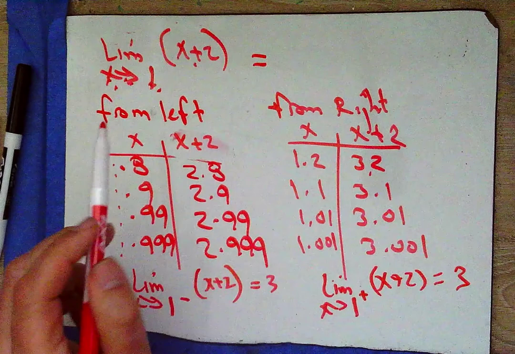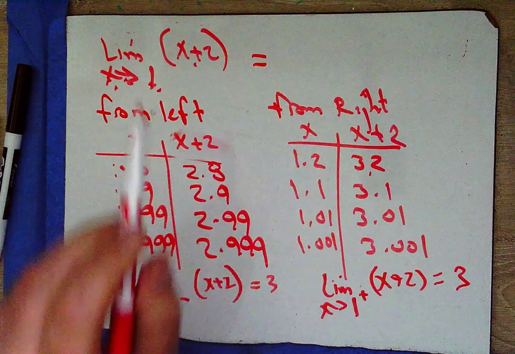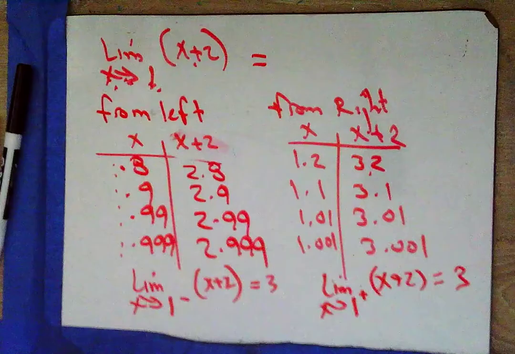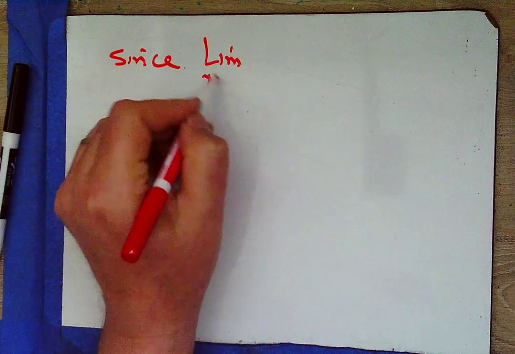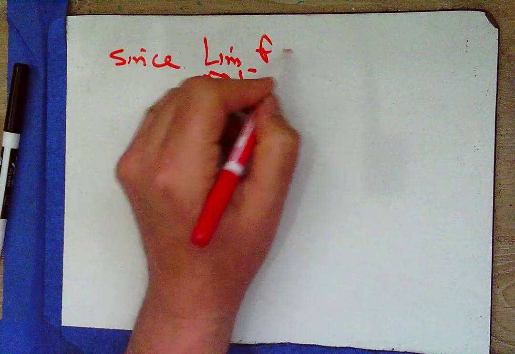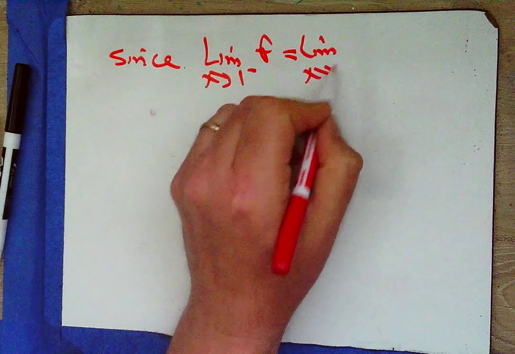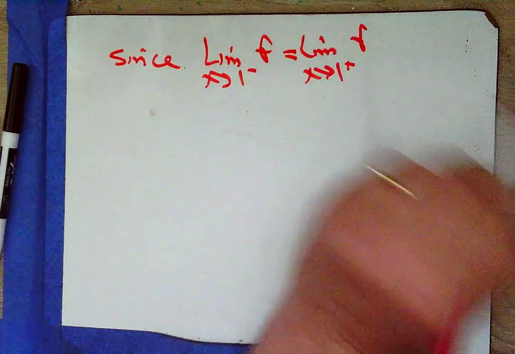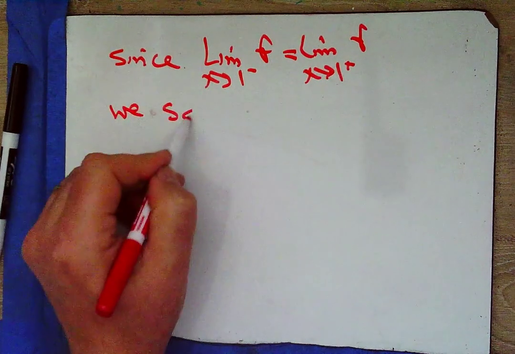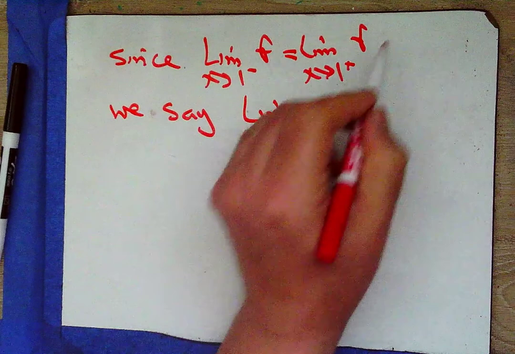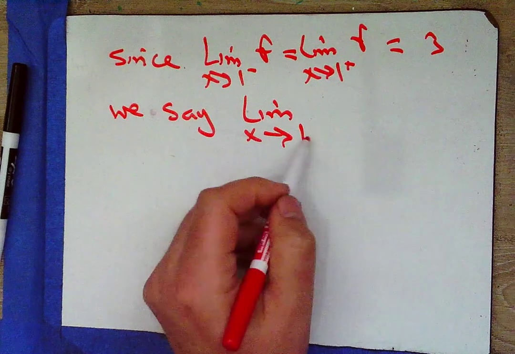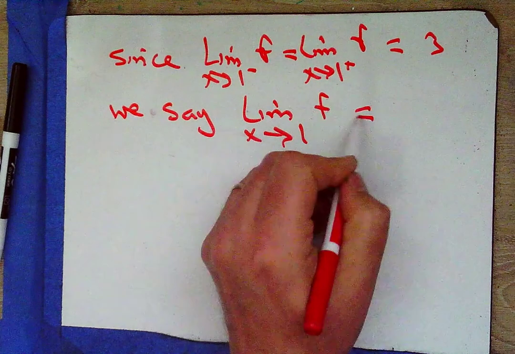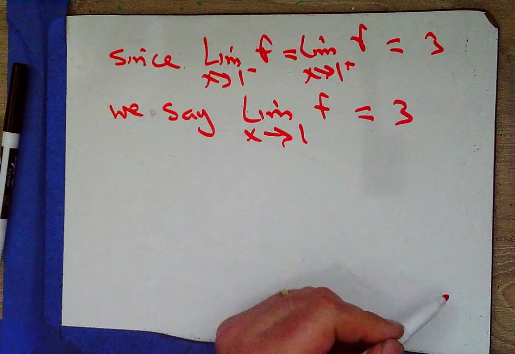And since these limits are the same, then we can say this. Since the limit as x approaches 1 from the negative side equals the limit as x approaches 1 from the positive side, we say the limit equals 3. The limit as x approaches 1 from both sides of f is 3. Okay, so we know that limit is 3.